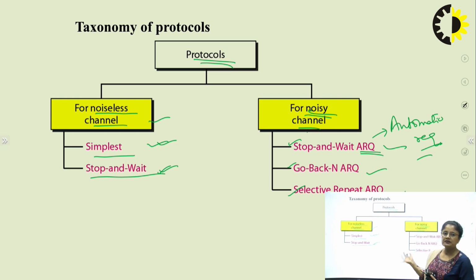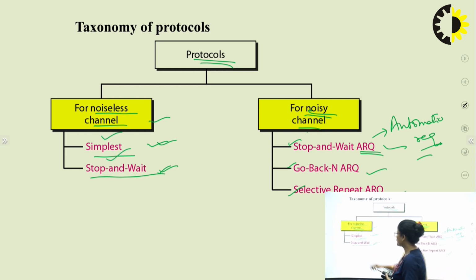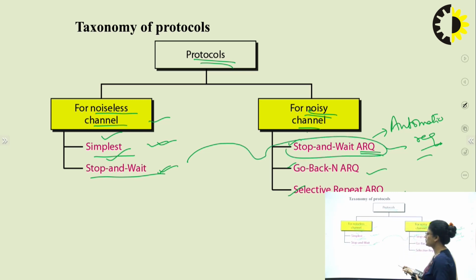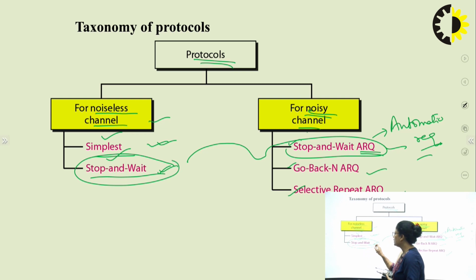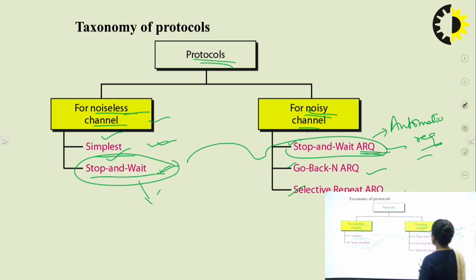Now, because of timing issues, I will be talking about the first two protocols for the noiseless channel, and I'll compare with one of the protocols here. We'll compare with the stop and wait protocol. So basically, I'll be comparing the stop and wait protocol for the noiseless channel versus the stop and wait ARQ protocol for the noisy channel. I'll not talk more on go back N and selective repeat ARQ for the time being because of time constraints.